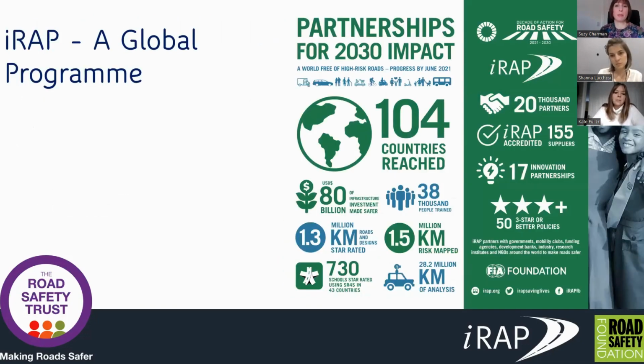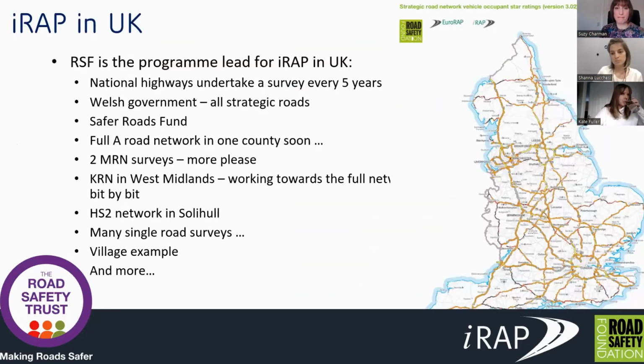The iRAP approach has been applied in around 100 countries globally, with 1.3 million kilometres star rated so far. Globally, we have a sustainable development goal to halve the number of road deaths this decade. Underpinning this goal, there are 12 World Health Organization global targets, and 2 of these are about road infrastructure, and the guidance refers to iRAP as a means of measurement.